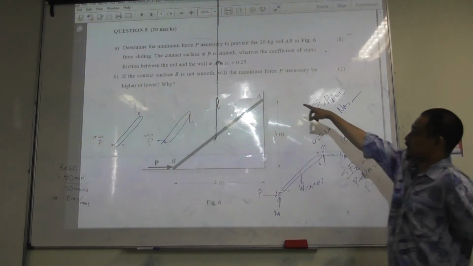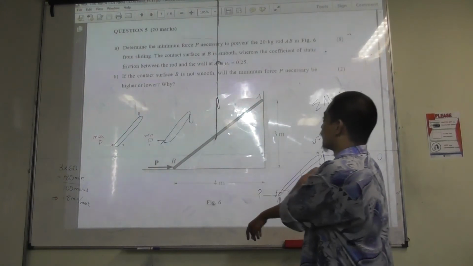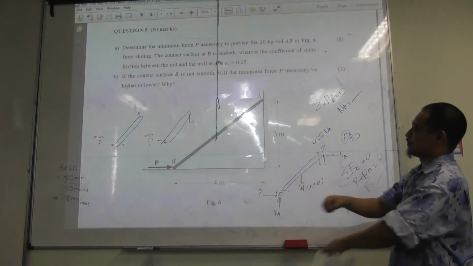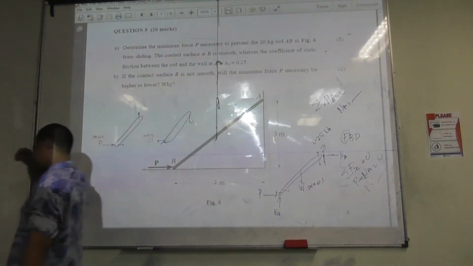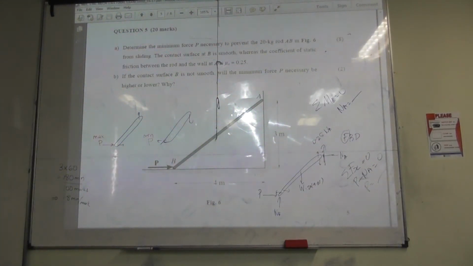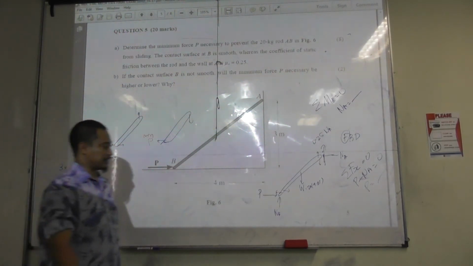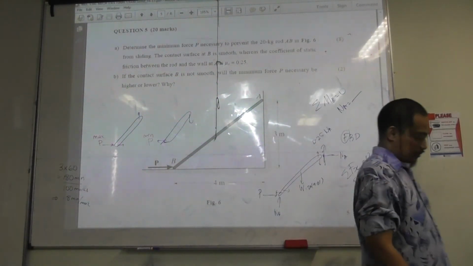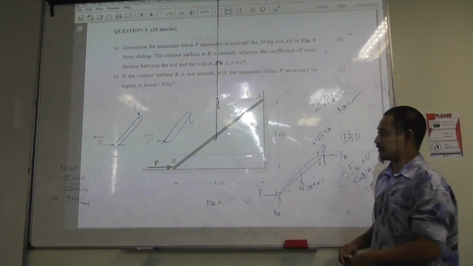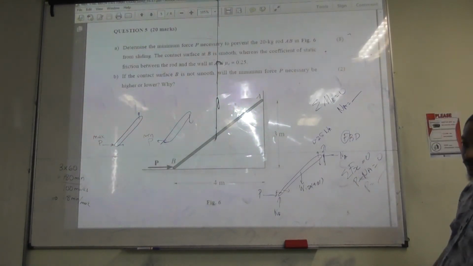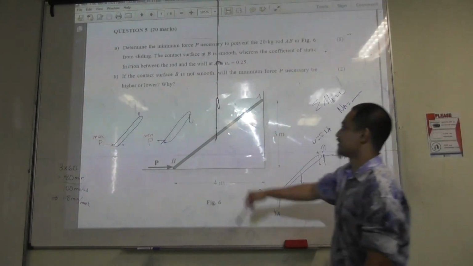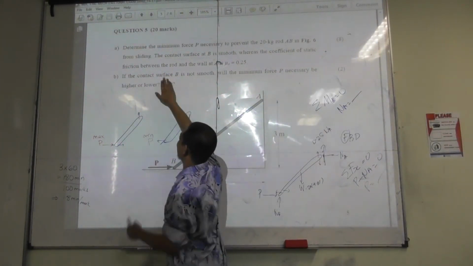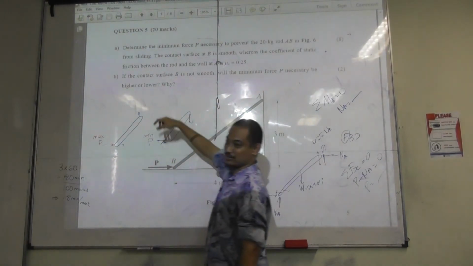Okay, next question. If the contact surface B is not smooth, will the minimum force P be higher or lower? Do you understand the question? Because just now this is smooth, right? So no friction. If there's friction here, the minimum P will be higher or lower? Why? Because there's a question there. Why? You cannot just guess if there's nothing, you can shoot in the dark, right? But there's a reason why.